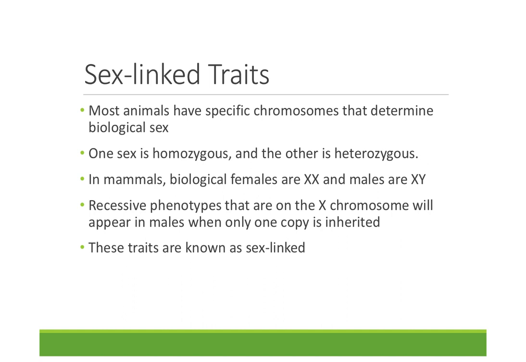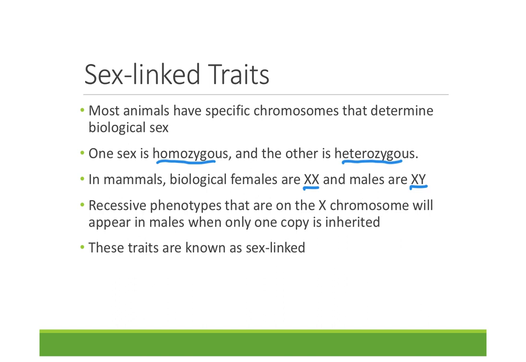Most animals have specific chromosomes that determine biological sex, and in most cases, one sex has a homozygous set of sex chromosomes, and the other one is heterozygous. So in mammals, biological females are generally XX, and biological males are XY. Sometimes you get multiple copies of those, like an XYY or a single X, but in general, the females are the homozygous, the males are the heterozygous.